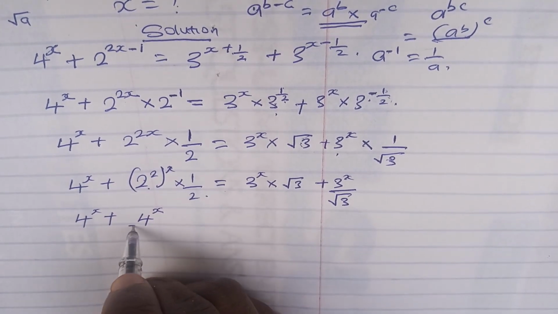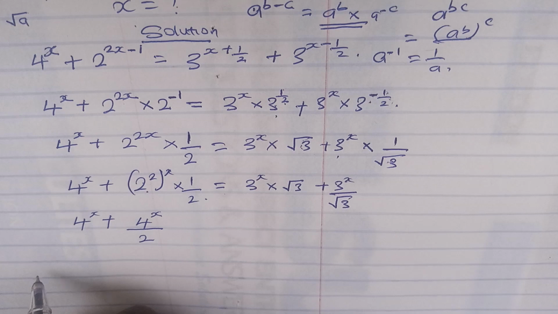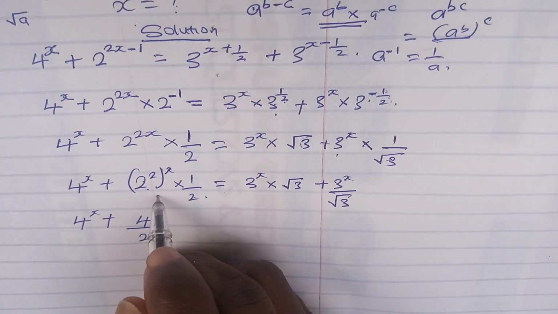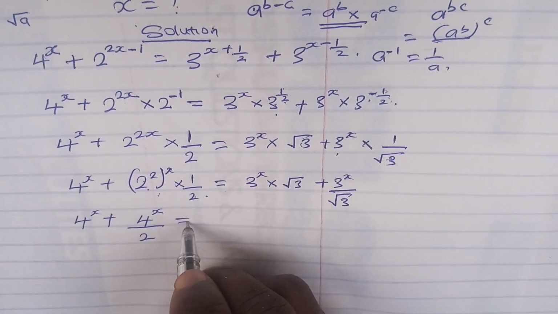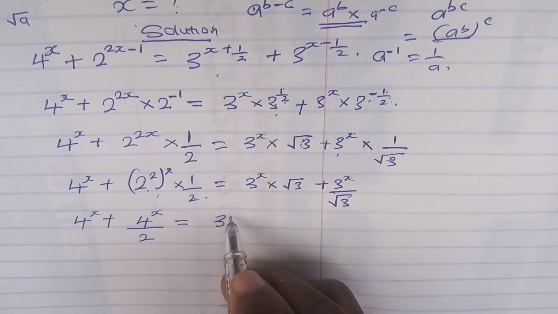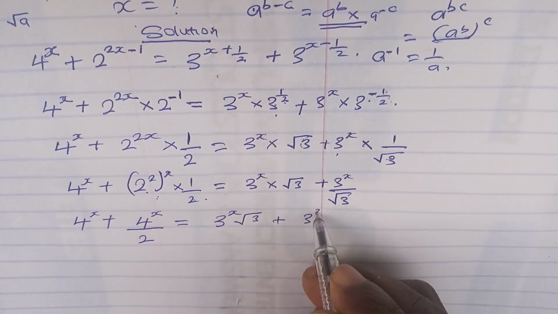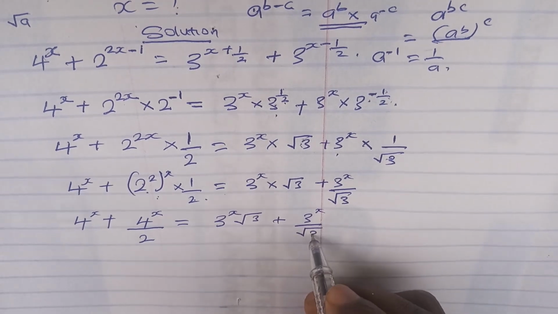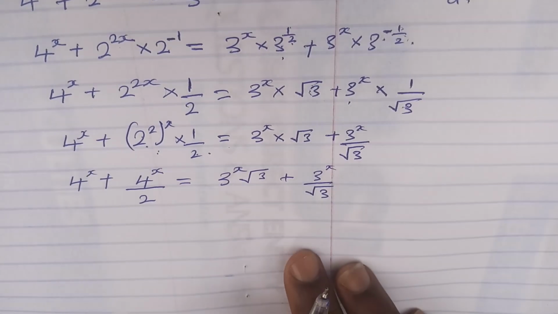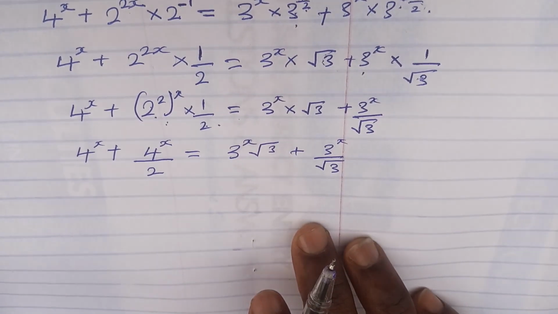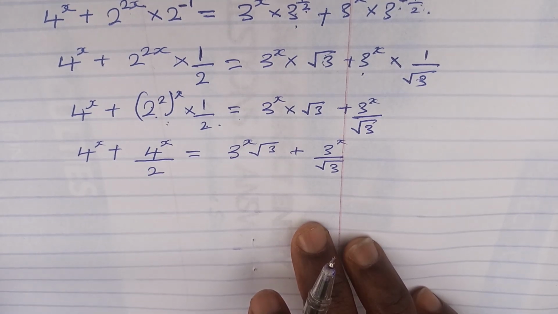Of x over 2, because we are bringing this to the denominator of this, is equal to 3 to the power of x root 3 plus 3 to the power of x over root 3. So this is what we are now having. This is now the simplest form. So what are we going to do again? Now we can easily what?